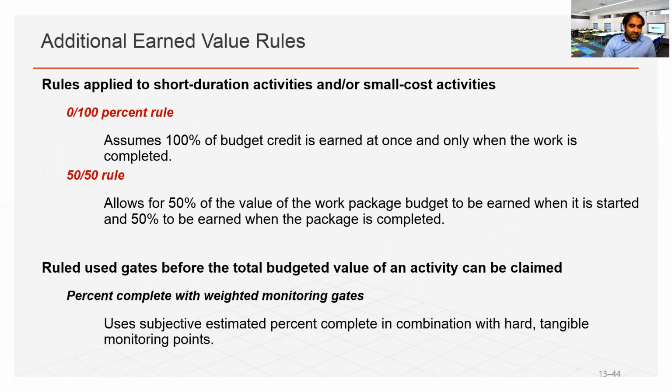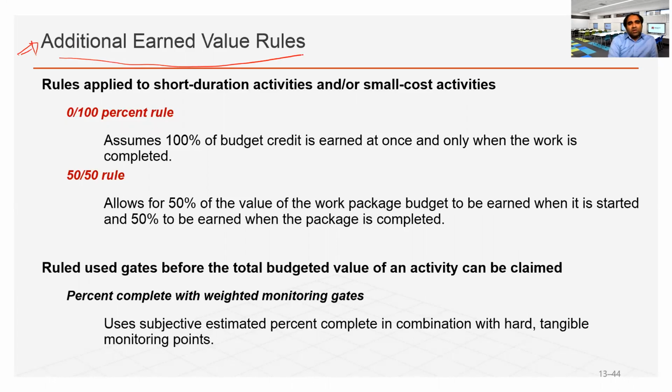Okay. Next are some additional rules applied for short duration activities or small cost activities. The 0%, 100% rule: assume that 100% of the budget credit is earned at once and only when the work is completed. Another one is the 50-50 rule. It allows 50% of the value of the work package budget to be earned when started, and 50% when the work is completed. So these are some additional rules in calculating the earned value.